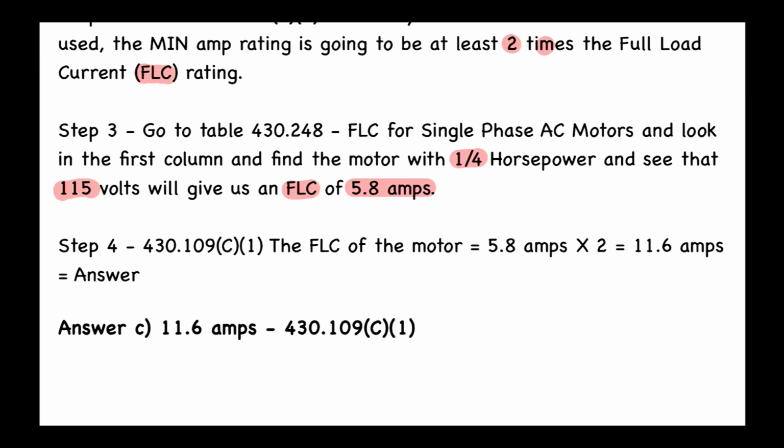So step number 4, 430.109(C)(1): the FLC of the motor is 5.8 amps times 2, which is equal to 11.6 amps, and that's going to be our answer. Again, the answer is C, 11.6 amps, and that's code reference 430.109(C)(1).